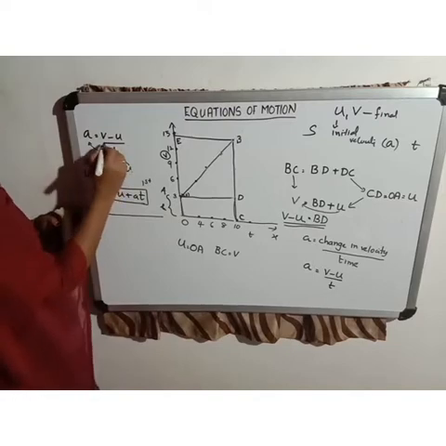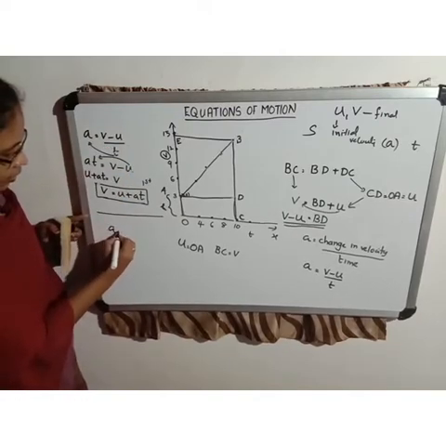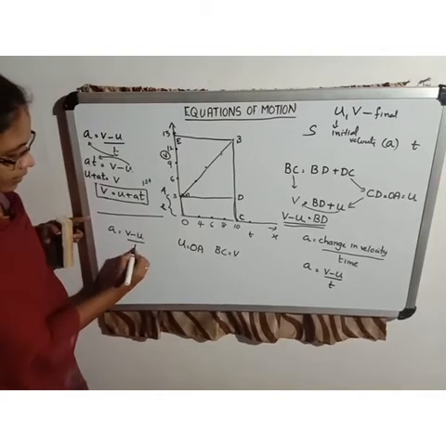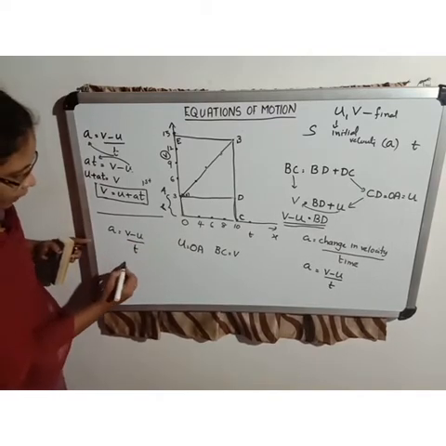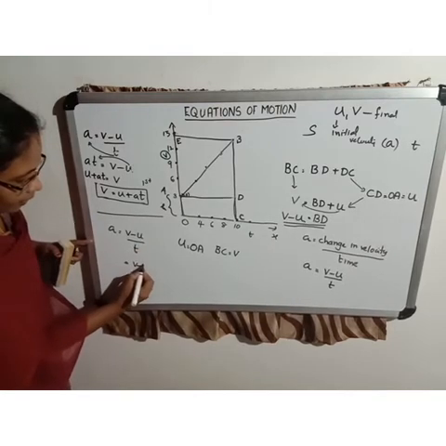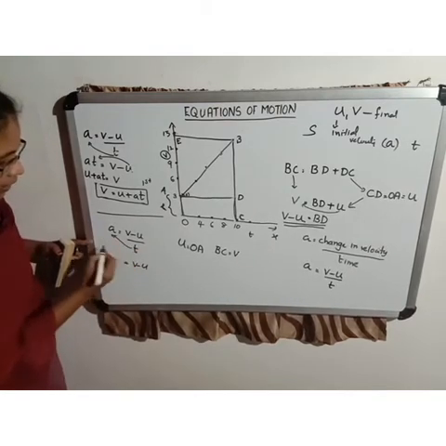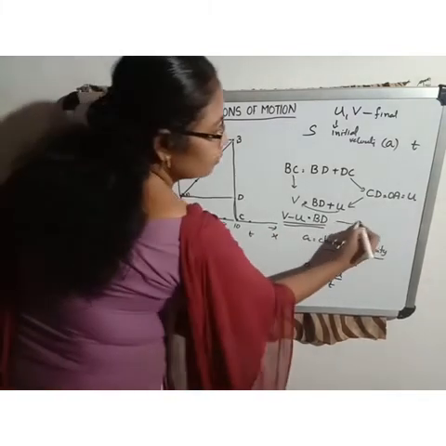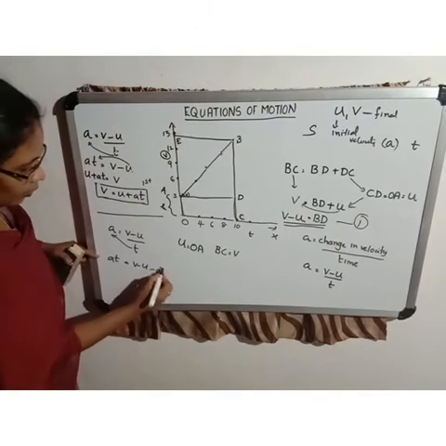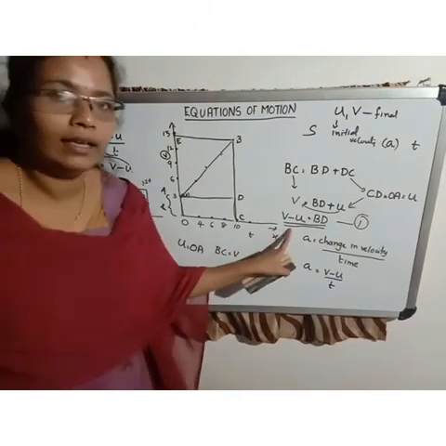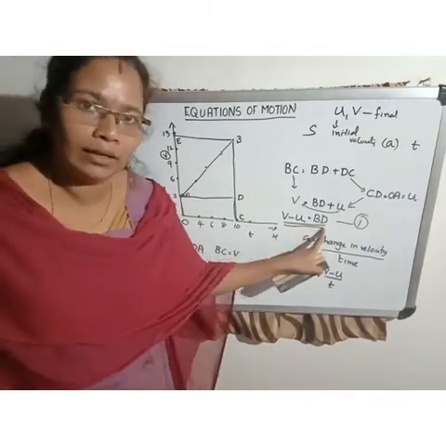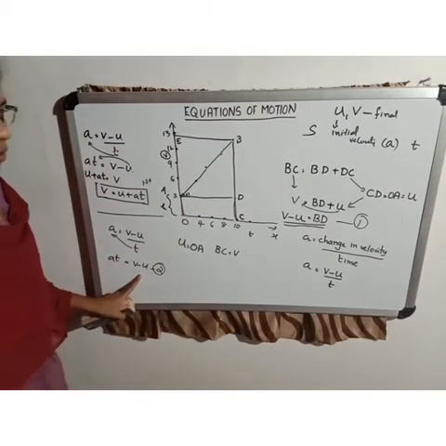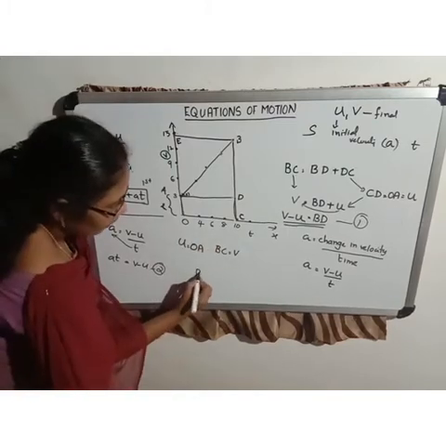According to this equation, acceleration is (v minus u) by t. So what is v minus u? When t comes to this side, v minus u is equal to at. Now compare the first equation and the second equation. Here it is saying v minus u is equal to BD. Here it is saying at is equal to v minus u. So we can equate them. What is BD?